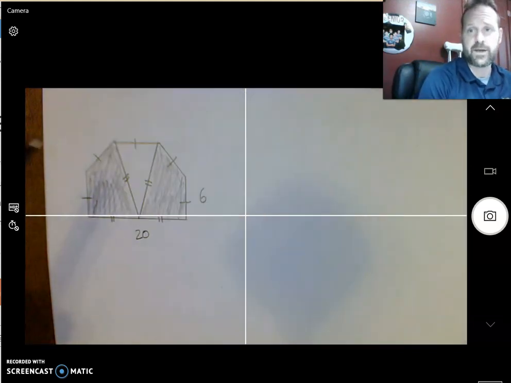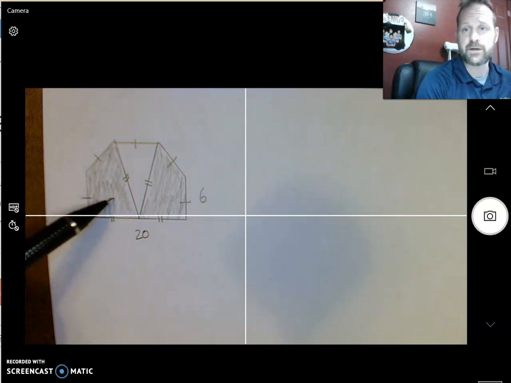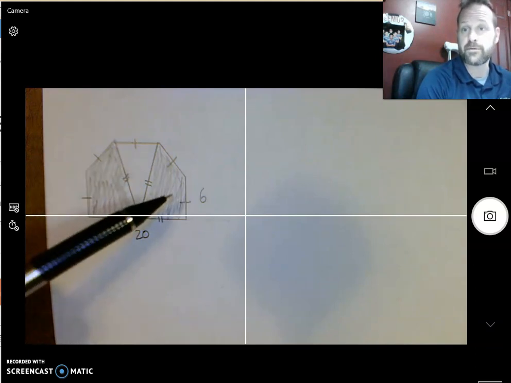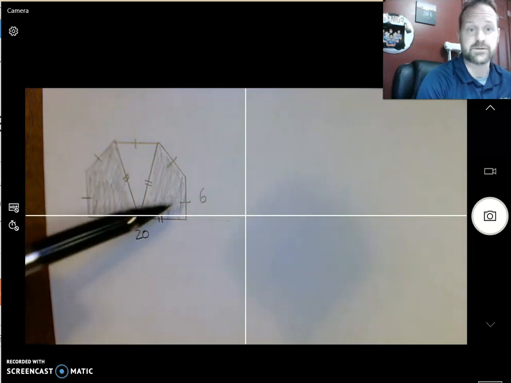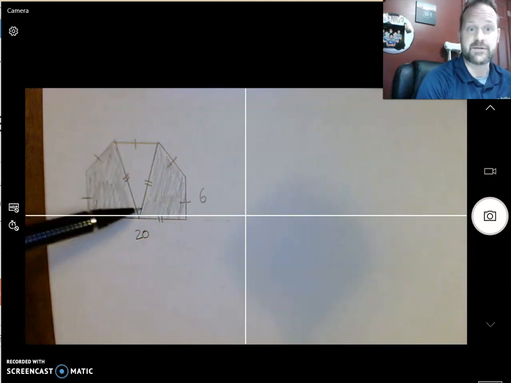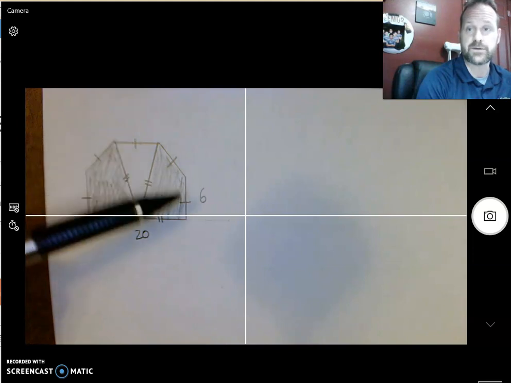Okay, once again we have a problem where we've got a shaded region and a non-shaded region. We want to find the area of the shaded region. So, you know, my excellent shading skills and drawing skills going on here. And this is obviously the non-shaded region. So we want to know the area of the shaded region.